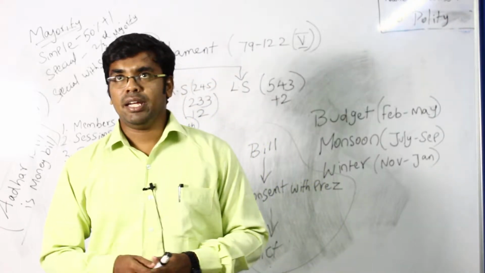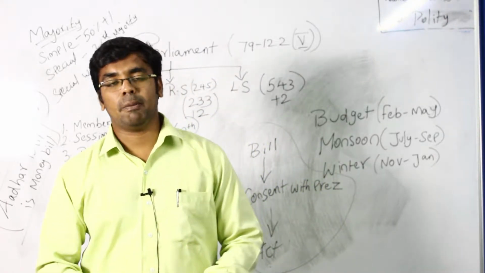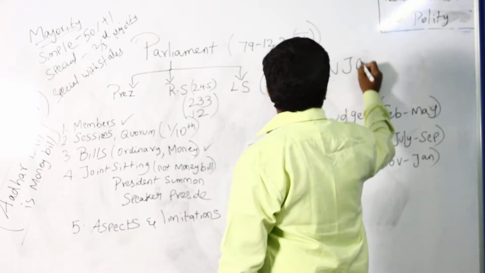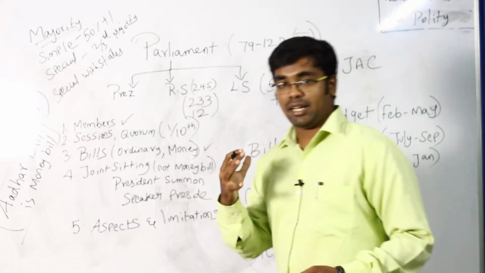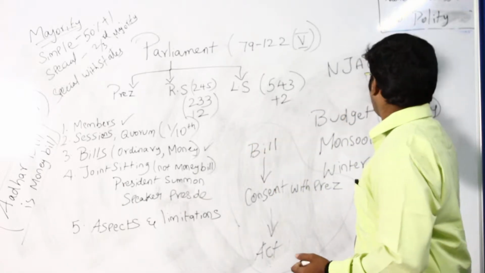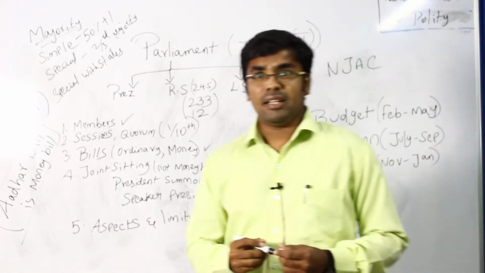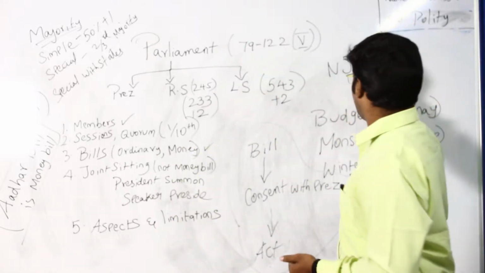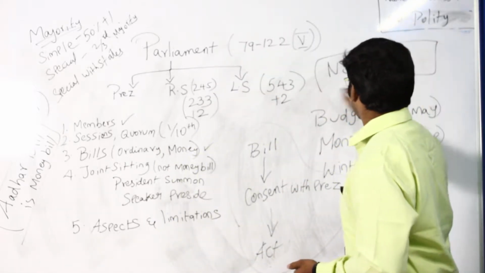For example, in the year 2015, the Parliament of India passed NJAC, that is, the National Judicial Appointments Commission, for selecting the judges. It is a body with political intervention.